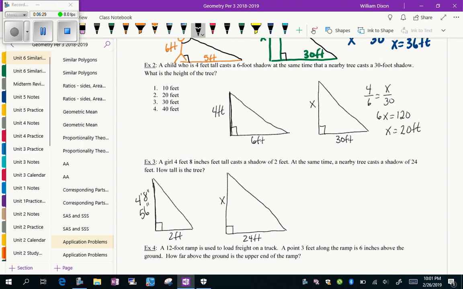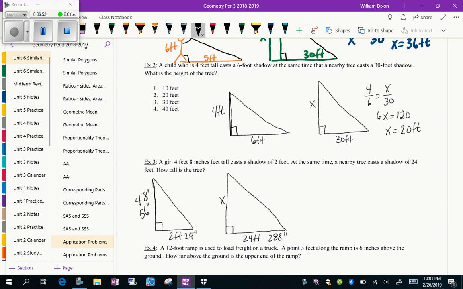I'm going to convert my 2 feet into inches, and that's going to be 24 inches. Then I'm going to convert my 24 feet, and that's going to be 288 inches. All right, we have to be all in inches. We can't go with both. All right, so now I can set up my proportions.